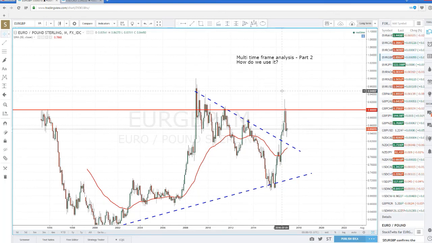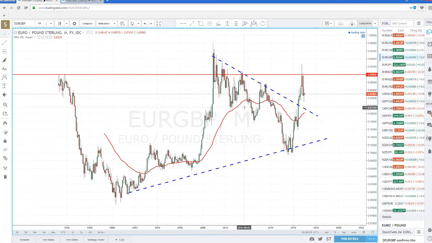Today we're going to do part 2 of multi-time frame analysis. So the first part we did what it was about and why we do it, and now this is how we do it. So in front of me here we've got the euro pound chart. We're on the monthly chart at the moment.